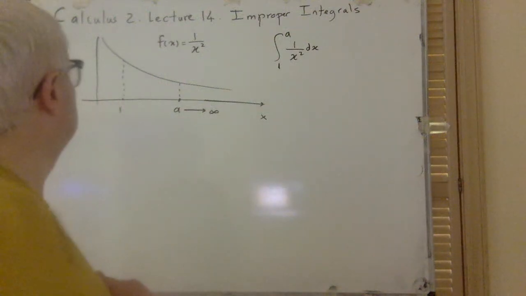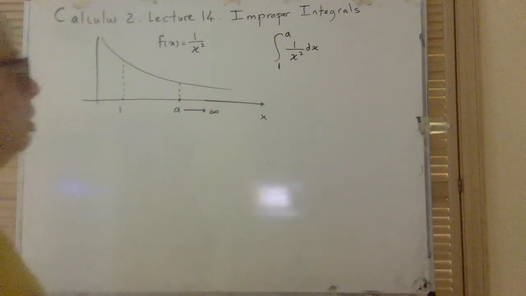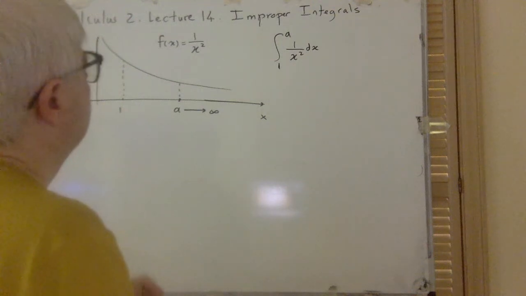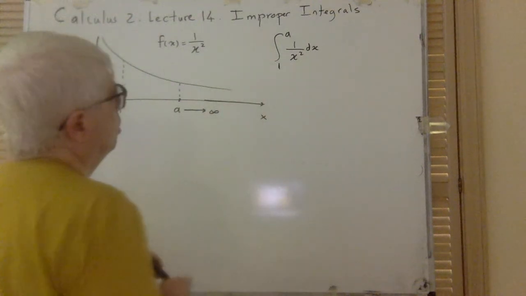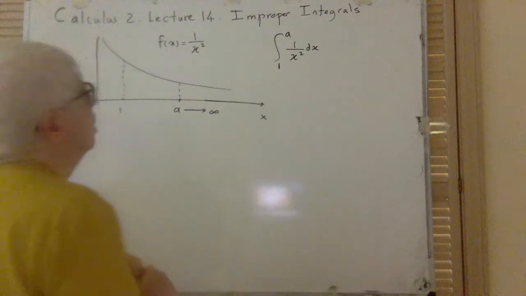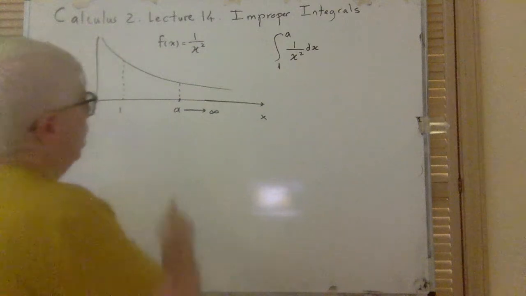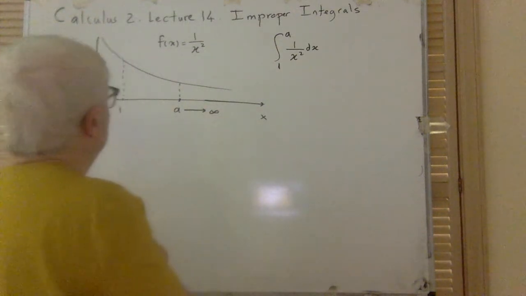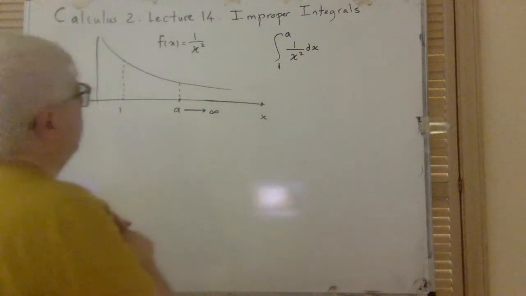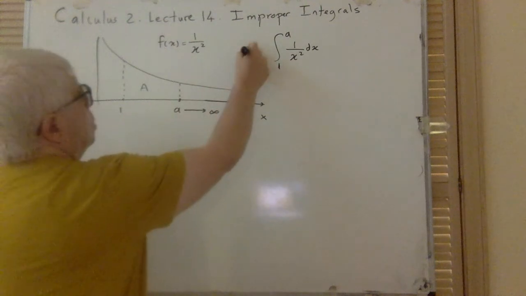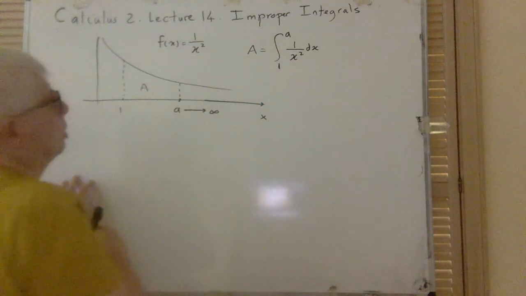Okay, this is Chapter 2, Lecture 14, Improper Integrals. Before I say anything about them, let's look at an example. Let's take this function 1 over x squared and find the integral from 1 to a, where a is some point on the x-axis bigger than 1. So this, in fact, is this area.